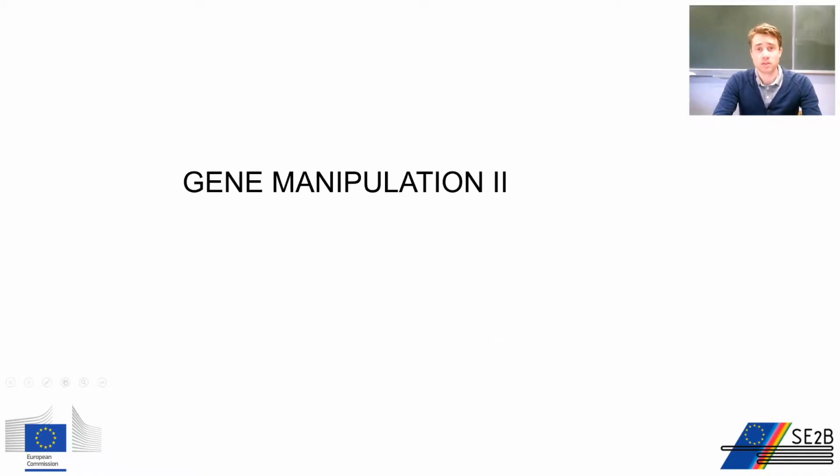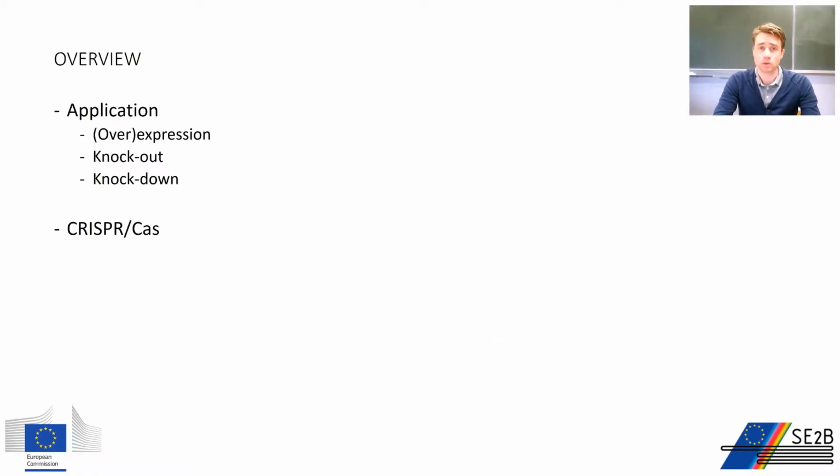This is gene manipulation part 2. Today we will talk a little bit about the different applications that you can do, and I would like to use some real life examples for this. So we will look at overexpression, a knockout and a knockdown, and we will briefly highlight the CRISPR-Cas system.